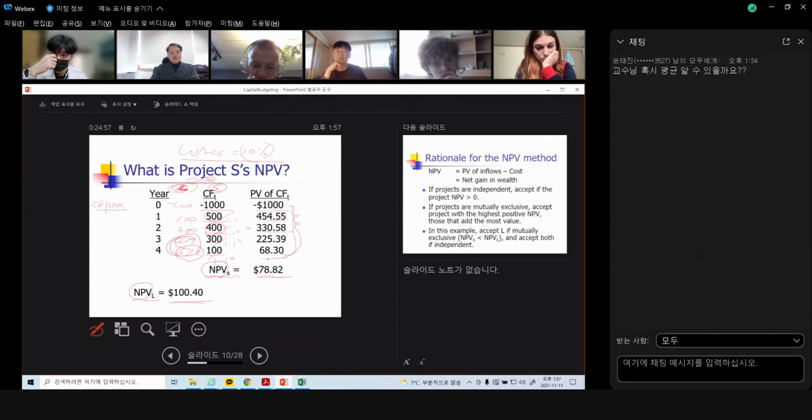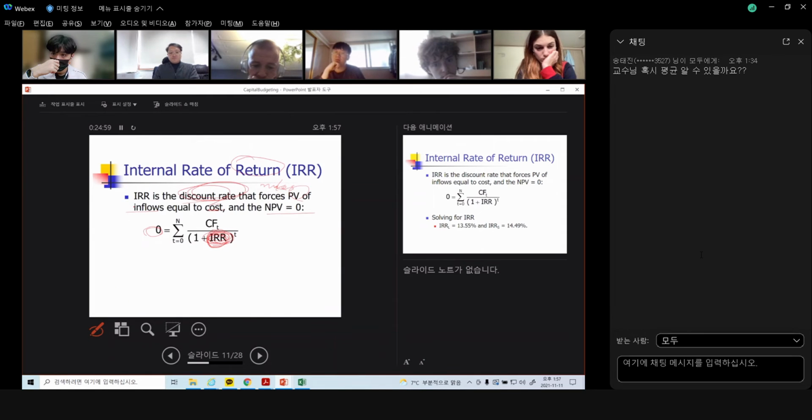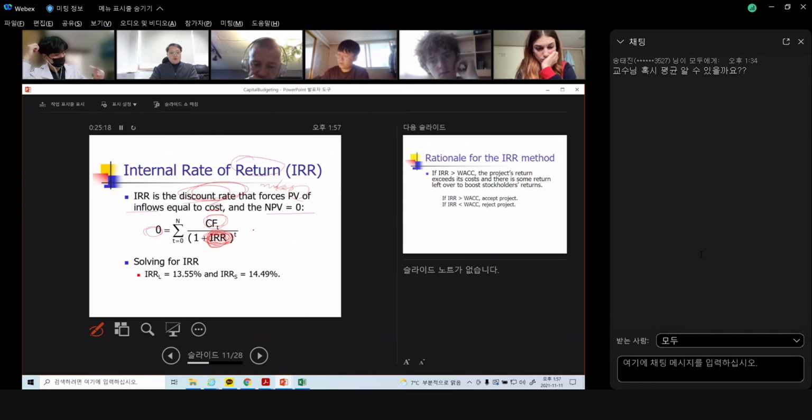By the same token, if we use IRR, we assume that all cash flows can be reinvested at IRR, which is the most different thing between NPV and IRR. If we calculate the IRR for project L and project S, project L's IRR is 13.55% and project S's IRR is 14.49%.